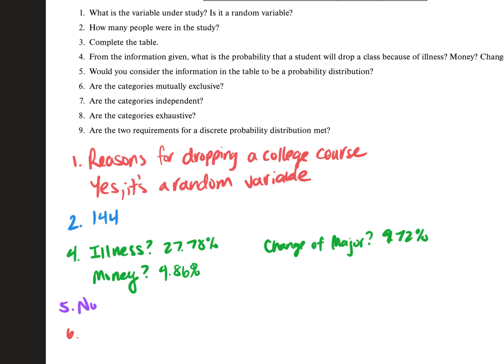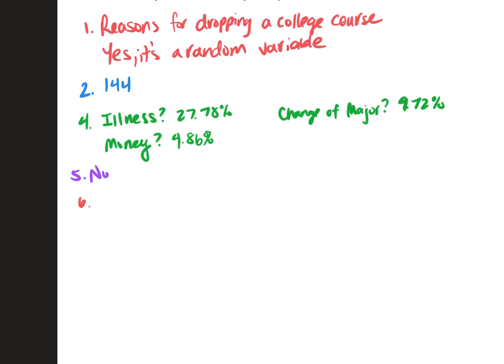Are the categories mutually exclusive? So what does it mean to be mutually exclusive? The intersection must equal 0. They cannot occur at the same time. Based off of the table, are they mutually exclusive? Yes. There is nothing that occurs in more than one category.